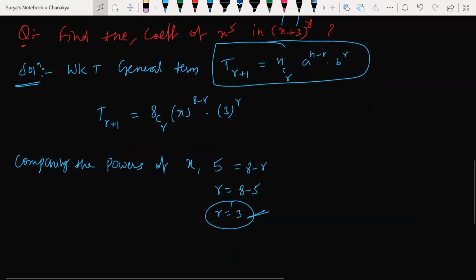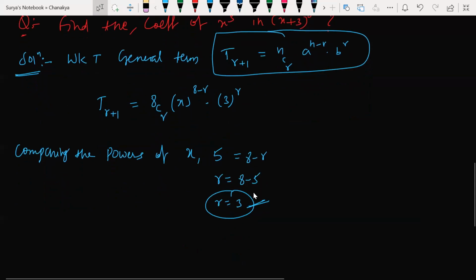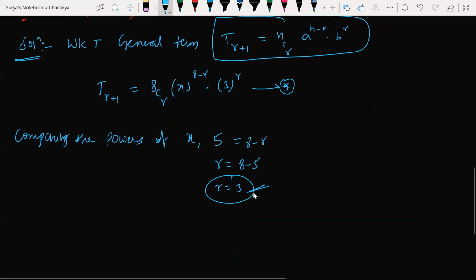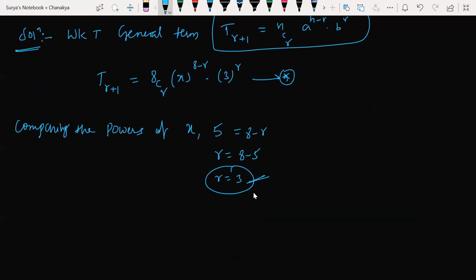Okay. So comparing the powers of x, 5 is equal to r. The r value I got now. This is my star equation. So I need a coefficient of what? x to the power of 5, right? So we need to substitute in the star equation. What is that? T r plus 1. So T r plus 1 is nothing but what?